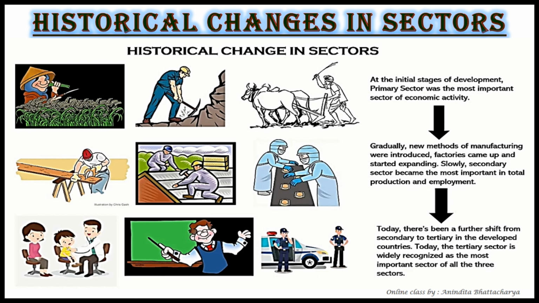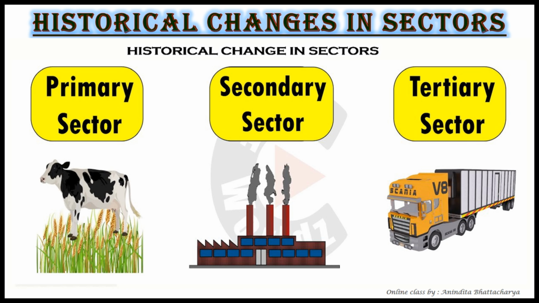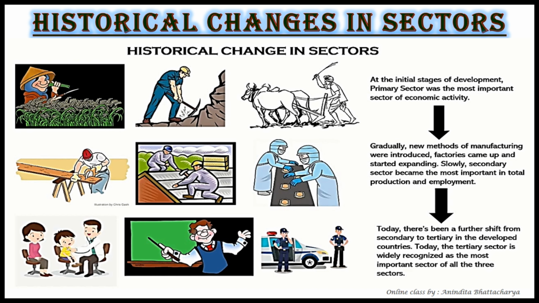Historical changes in sectors. At the initial stages, the primary sector was the most important sector of economic activity. But gradually new methods of manufacturing were introduced. Factories came up and started expanding. Slowly the secondary sector became the most important in total production and employment. But today there has been a further shift from secondary to tertiary in the developed countries. So today the tertiary sector is widely recognized as the most important of all the three sectors.